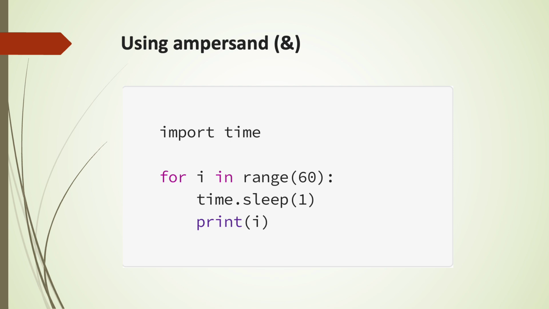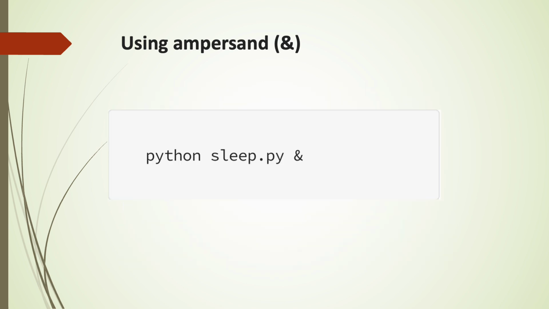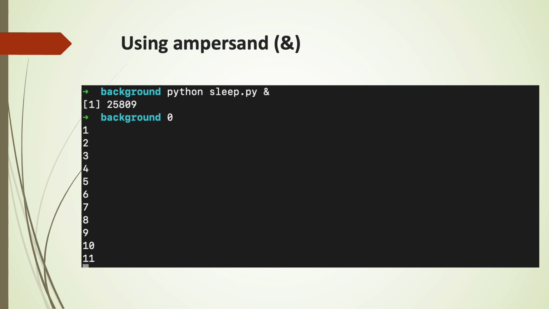First, let's write a simple Python script sleep.py, which takes 60 seconds to run and will print a number every second. The easiest way to run a script in the background is by appending an ampersand to the end of the command, as shown in this example. However, since our script constantly prints logs in the console, the logs will just keep popping up, and we can't do anything else in the same terminal.